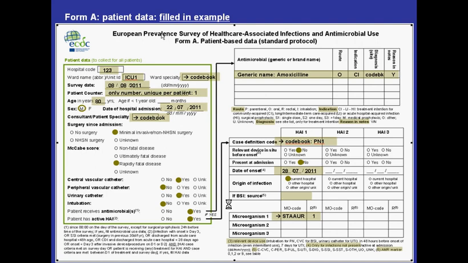The second type of information that you will fill in is Form A, patient data. When you are doing data collection on a ward, almost all of your patients will be eligible to participate in the PPS, and therefore all of those patients will have a Form A filled in. There are certain examples, and the protocol clarifies this. For those patients that are not taking antimicrobials and do not have an active HAI, you will fill in only the left side. For those that have either an antimicrobial or active HAI, you will fill in both the left side and the right side.